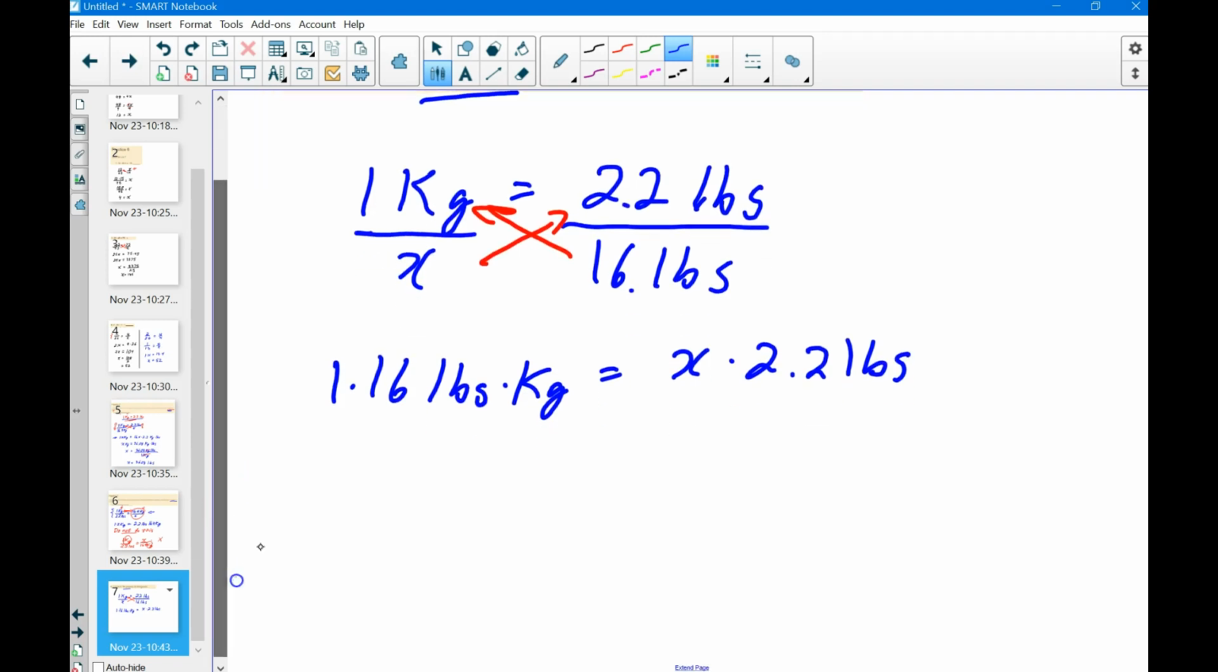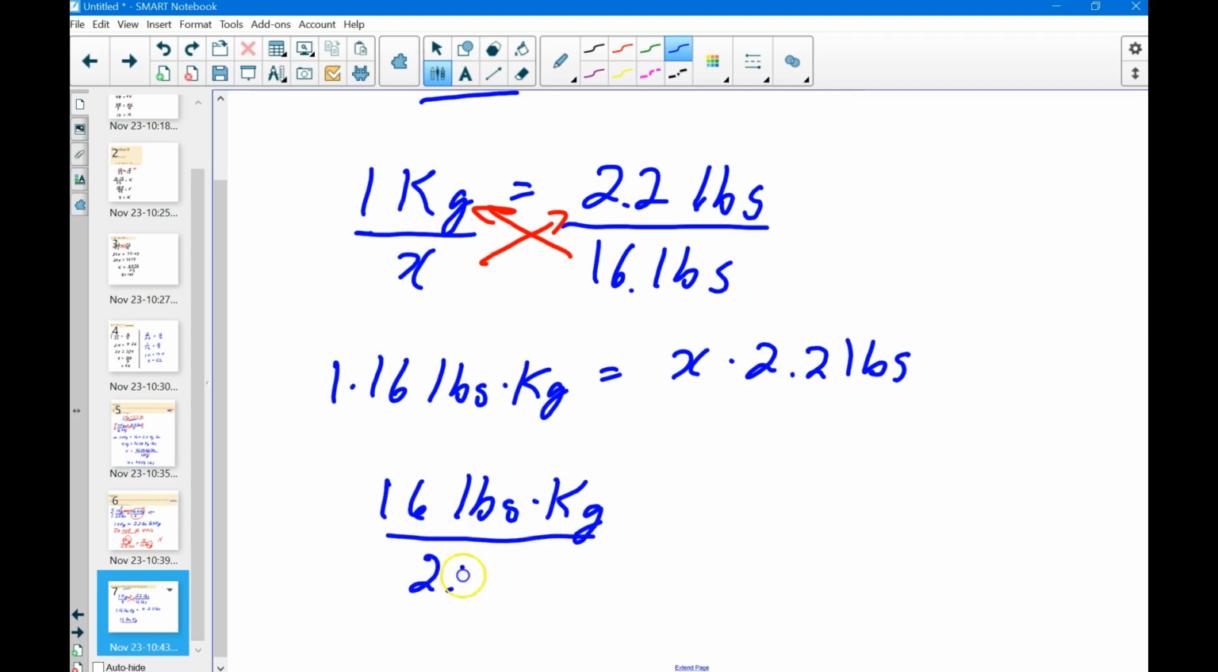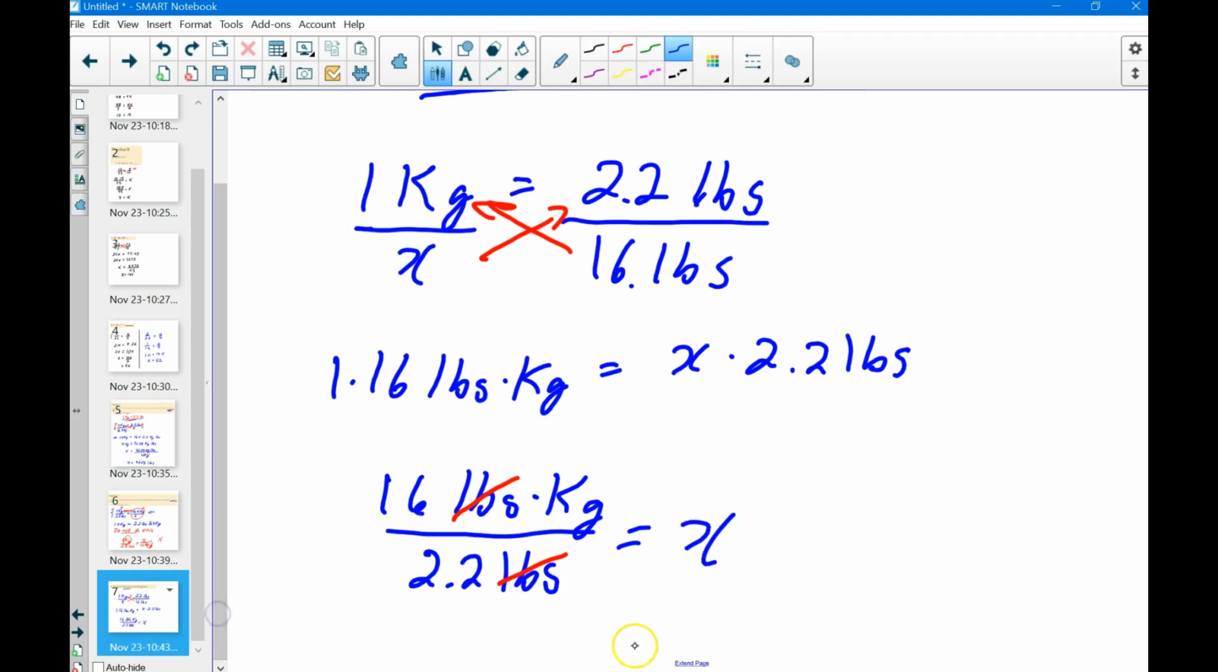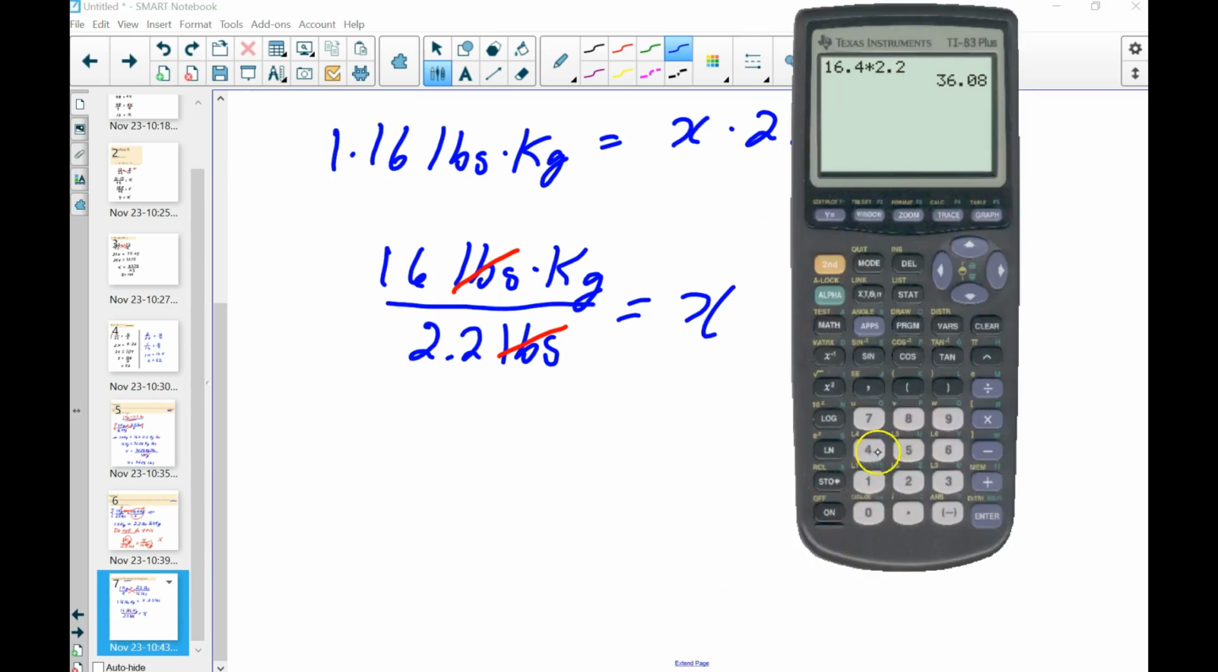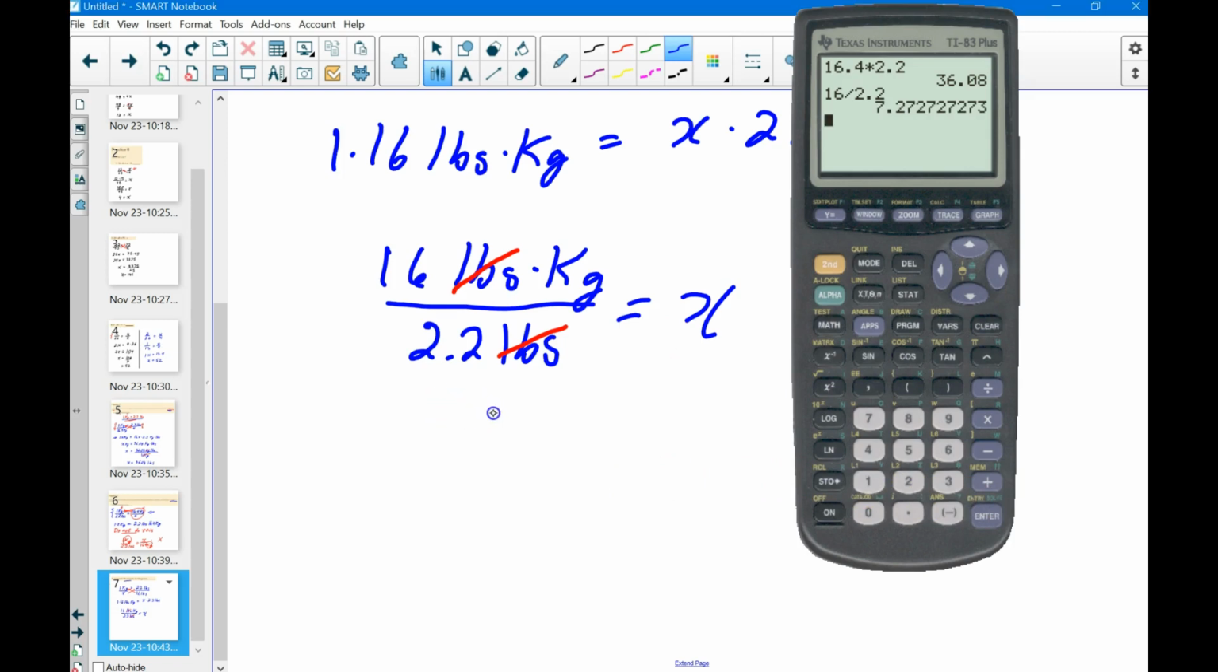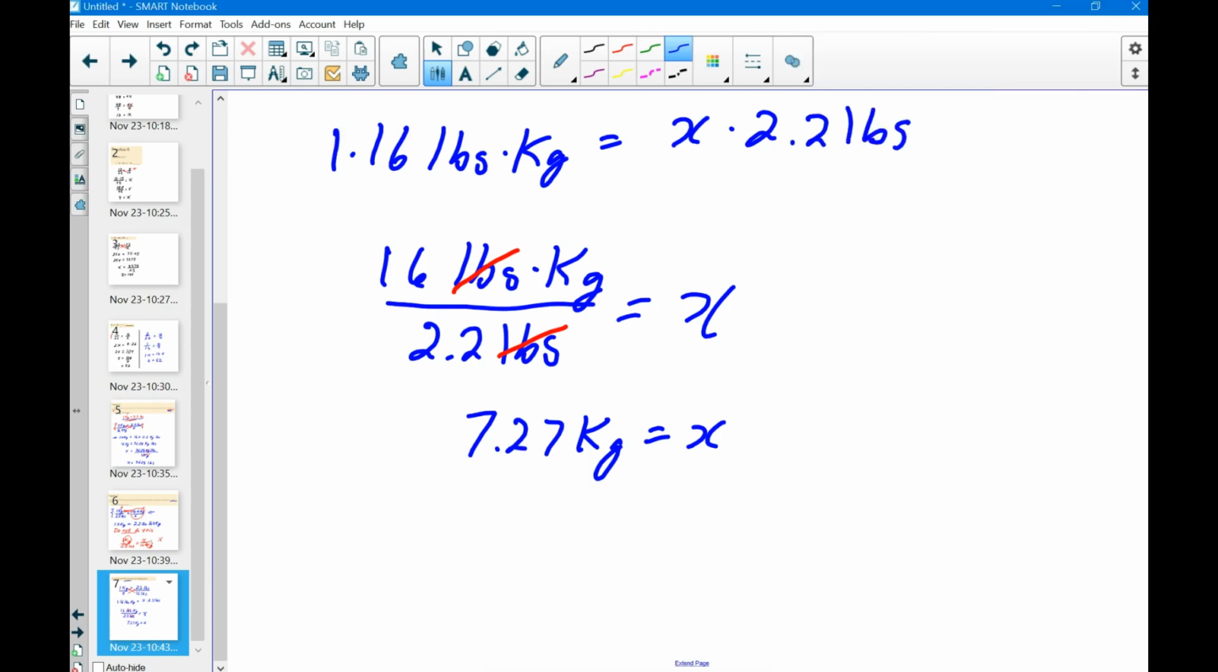So, continuing on, we have 16 pounds per kilogram divided by 2.2 pounds. Notice this time that the pounds unit will cancel. It's equal to x. This time the pounds unit cancel, and I have 16 divided by 2.2. It gives me 7.270. Are we all cool with that? So that's converting from pounds to kilograms and kilograms to pounds.